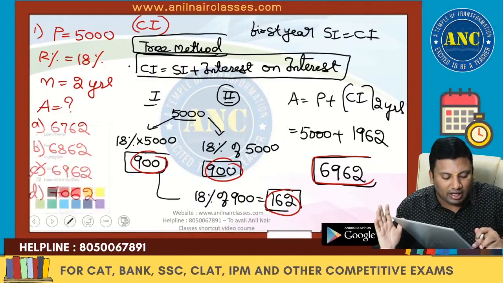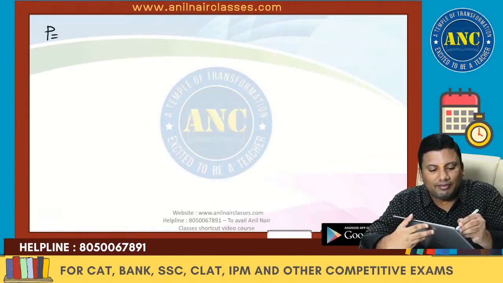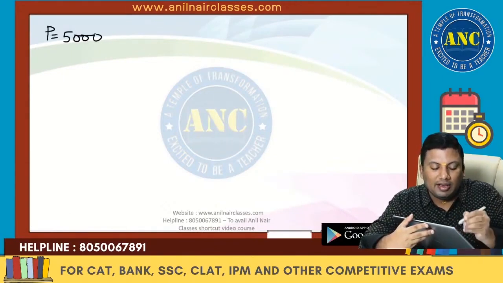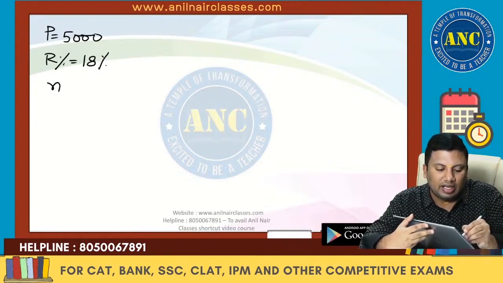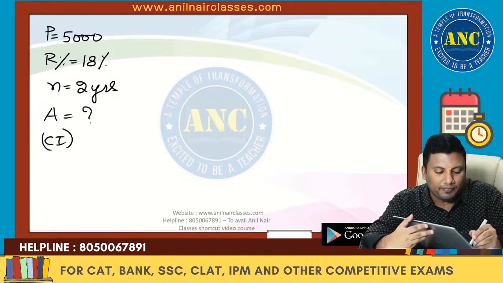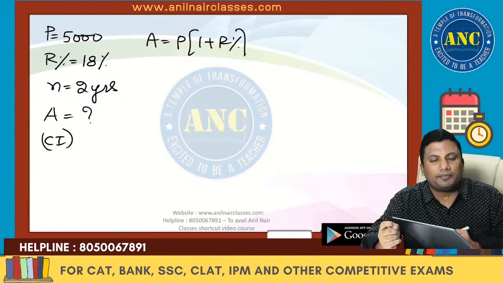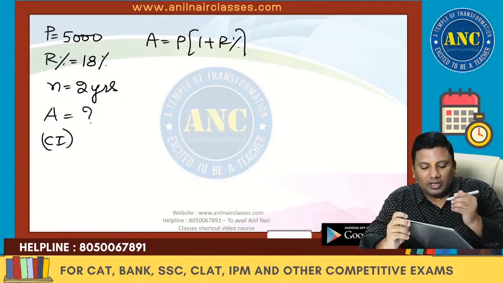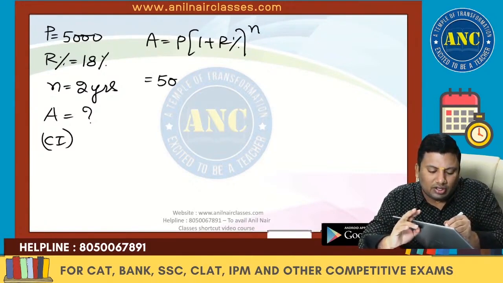Now, in case you are an average student, how should you solve? P is 5,000, R is nothing but 18%, N is nothing but 2 years. Amount is how much in the case of a CI? Now, you should know amount is nothing but P into 1 plus R percentage power n. Even if you do not know, I will show that you can still solve it.